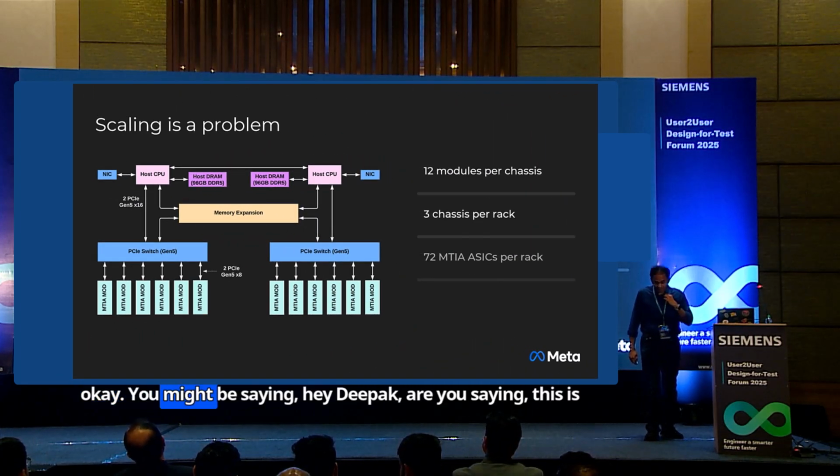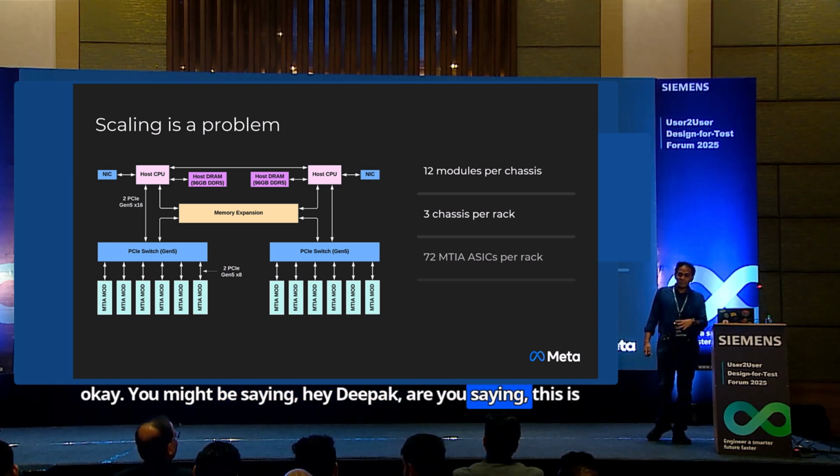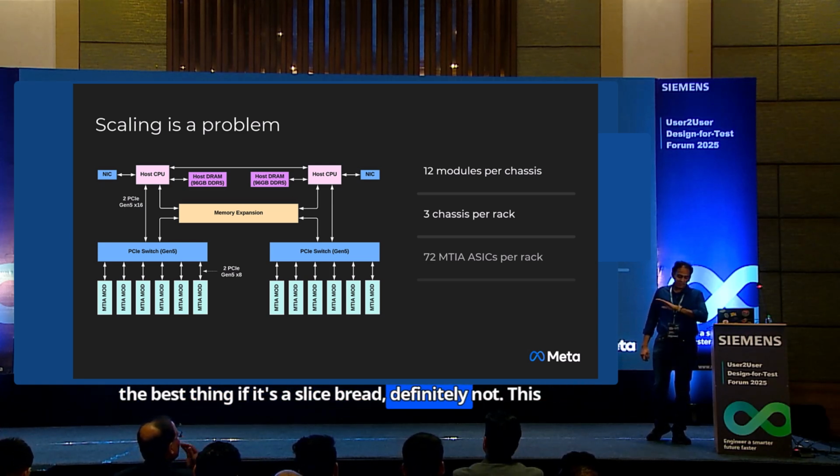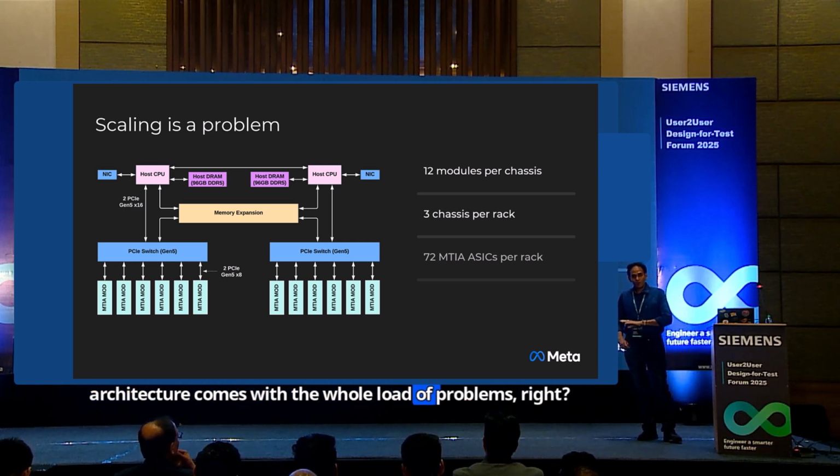So, okay, you might be saying, hey, Deepak, are you saying this is the best thing since sliced bread? Definitely not. This architecture comes with a whole load of problems, right?